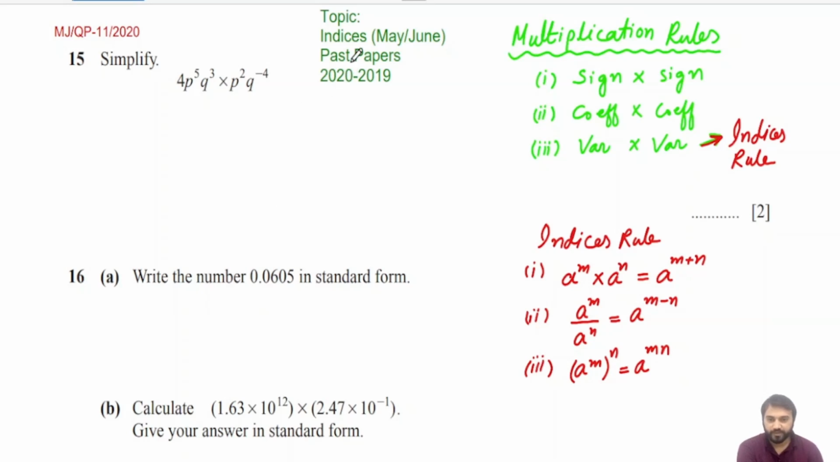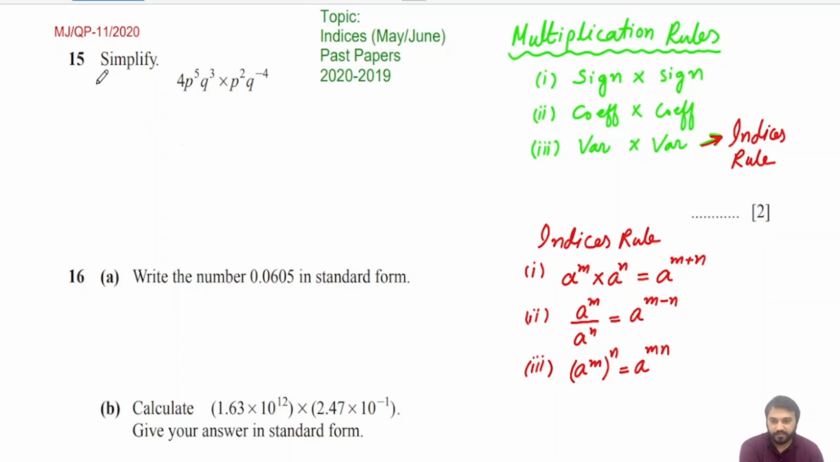But before starting the indices, this is the second part of the course. Consider the indices rules again. If we have numbers multiplying with the same base, we write the base one time and add the powers like this. And if we have numbers dividing with the same base, we write the base one time and subtract the powers. Of course, we write the power of the numerator first and then the denominator's power. The third one is if we have a power of a power, the powers multiply each other, like this: a raised to power m, whole power n. We can write a raised to power m into n.